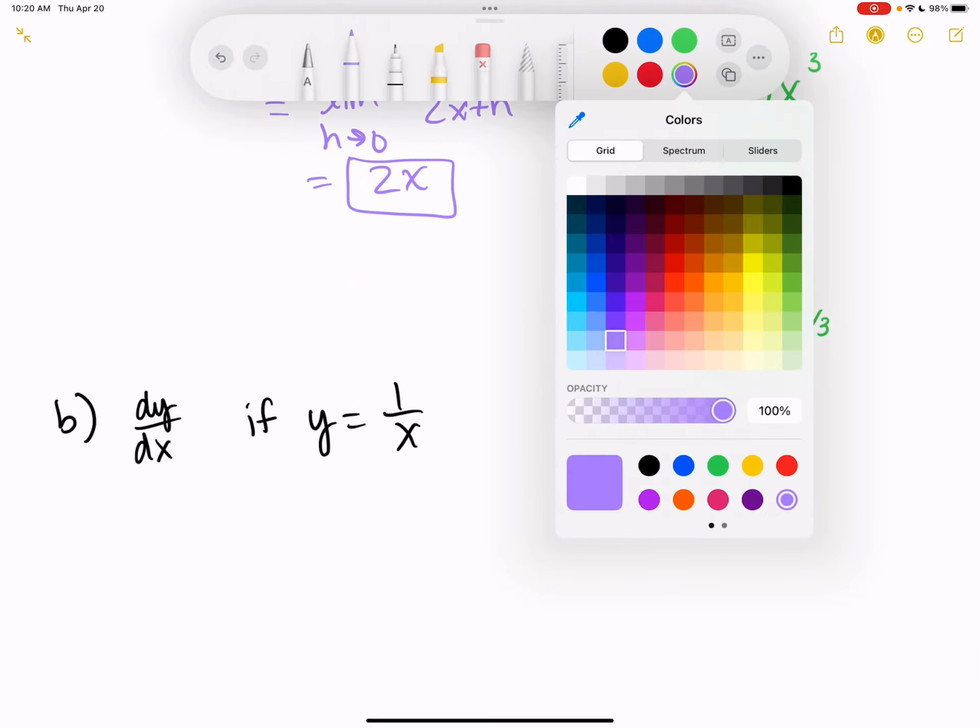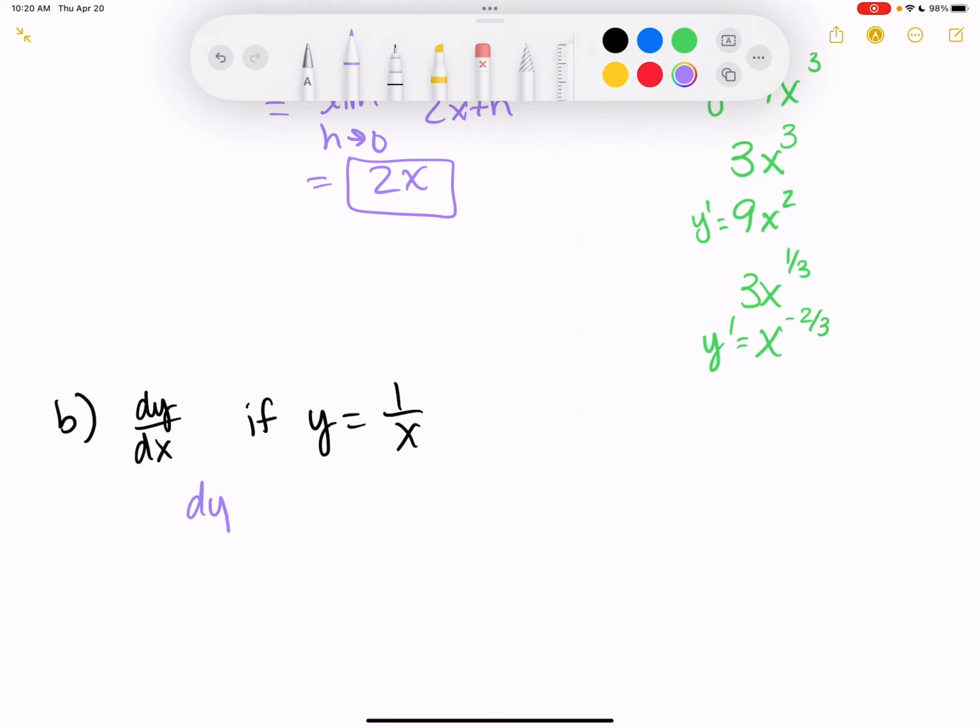All right, so dy dx is equal to the limit as h approaches 0 of 1 over, I'm replacing x with x plus h from the formula, minus 1 over x, f of x, all over h.